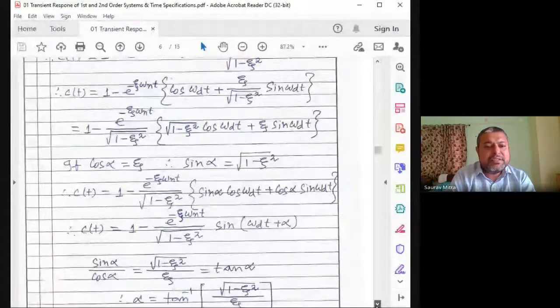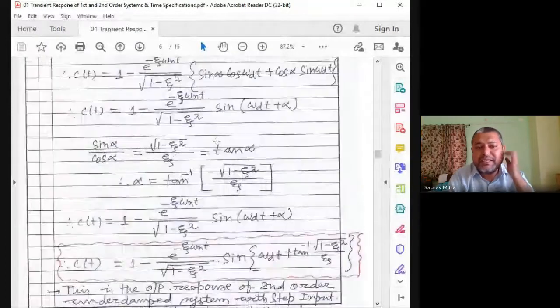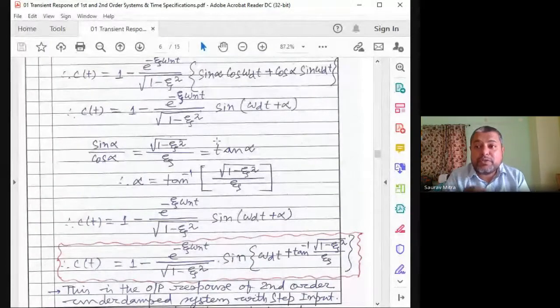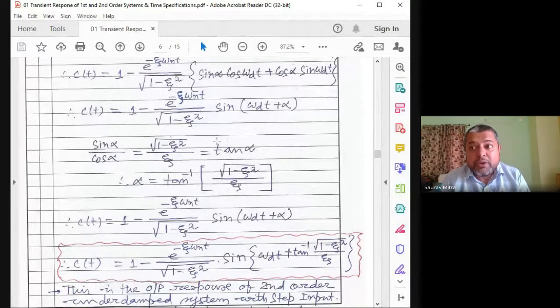So finally, the C(t) equation. What is C(t)? Now listen carefully, C(t) is called the step response of the RLC second order system. That is given by 1 minus e raised to minus zeta omega n t. We can calculate what is zeta, we can calculate what is omega n, into sin of omega d t plus alpha. What is alpha? Alpha is nothing but the phase of the waveform.